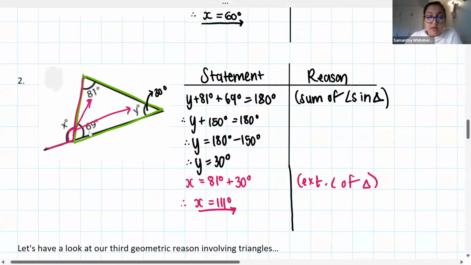You could have also used angles on a straight line to get X. It's probably the easier one. It's up to you. So you could have used angles on a straight line to get X.